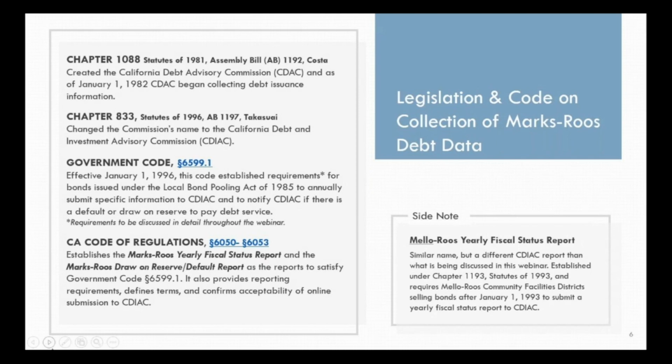Also in 1996, Government Code Section 6599.1 established requirements for issuers of bonds issued under the Marks-Roos Local Bond Pooling Act of 1985 to submit specific information to Cdiac on an annual basis and to notify Cdiac if there is a default or draw on reserve to pay debt service. And finally, under California Code of Regulations, Section 6050 through 6053, Marks-Roos yearly fiscal status reports and the Marks-Roos draw on reserve default reports were established as the reports to satisfy Government Code Section 6599.1. These sections also provide reporting requirements, define terms, and confirm acceptability of online submission to Cdiac.